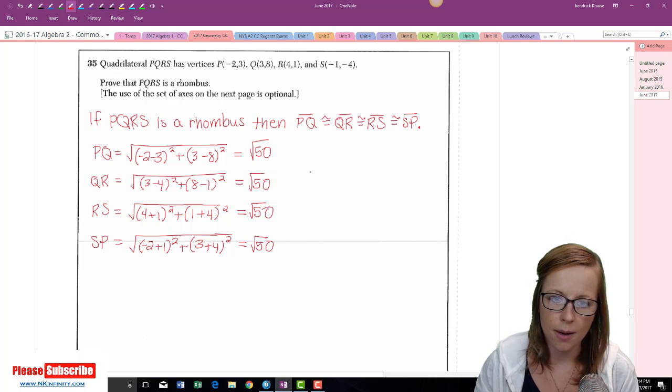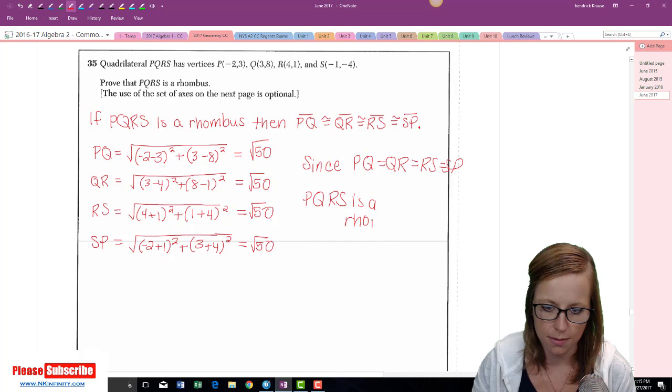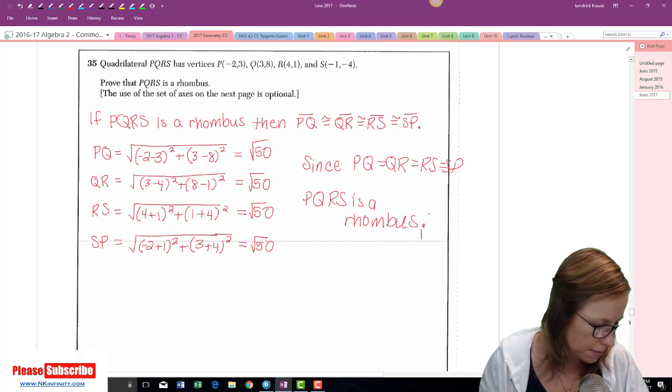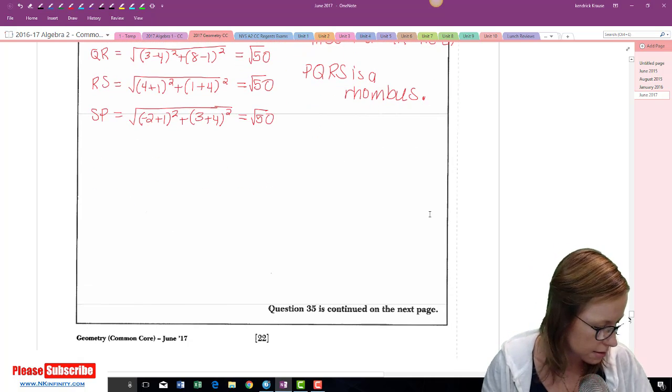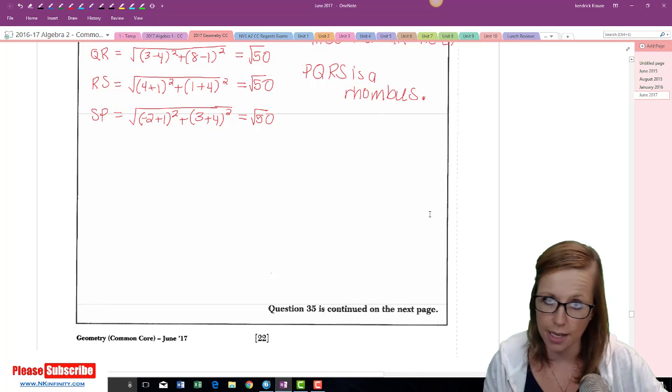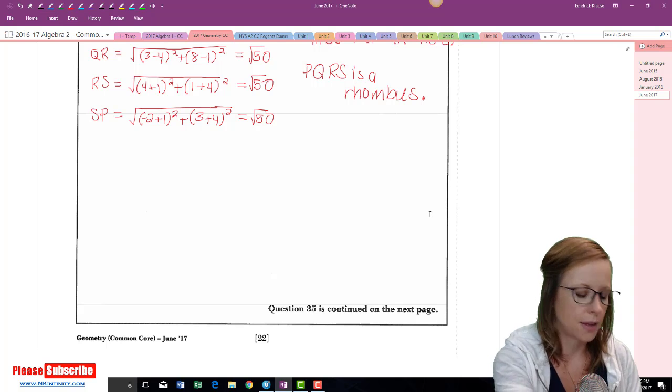So, since PQ is equal to QR is equal to RS is equal to SP, PQRS is a rhombus. Period. I nailed it. Okay. You could have done that with diagonals too. It would have been a little bit less work. State the fact, do the math, give a summary.